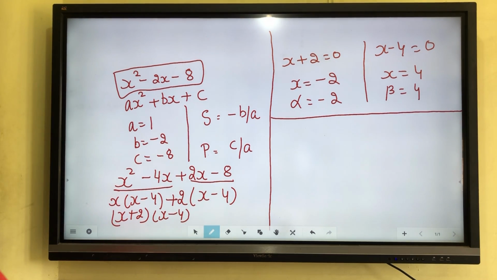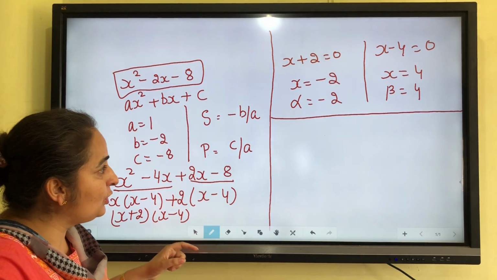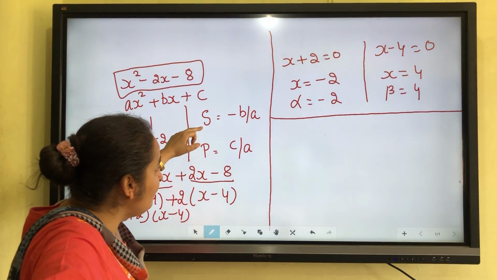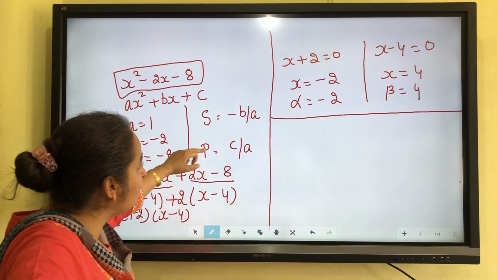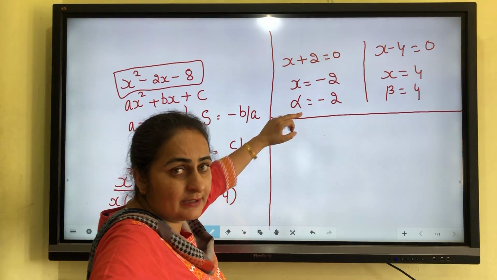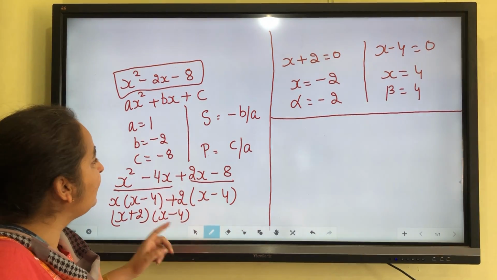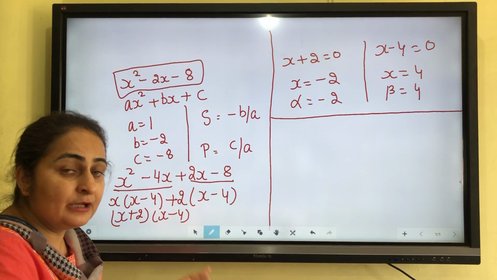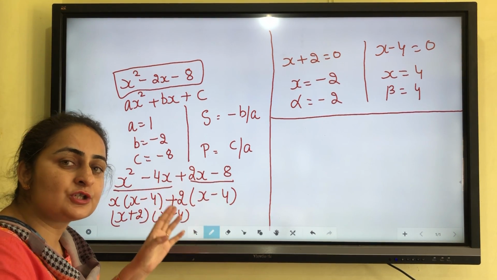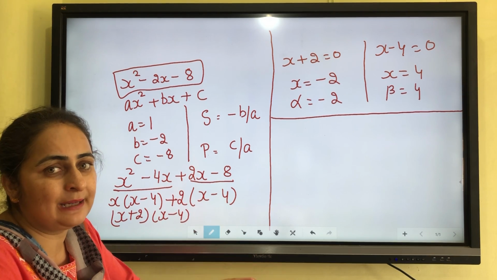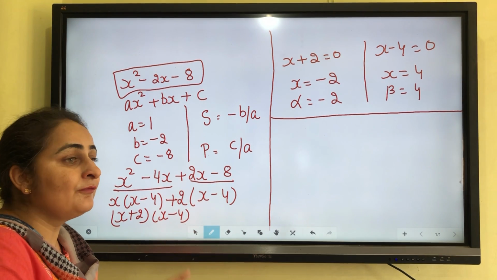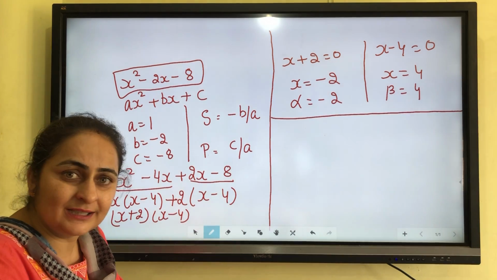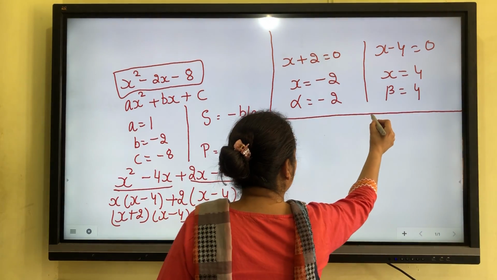For verification, firstly, I will find the sum and product by using the answer. And again, I will take the sum and product from the question. If the sum and product of the question and the answer are both the same, then we can prove, or we can verify, the result.